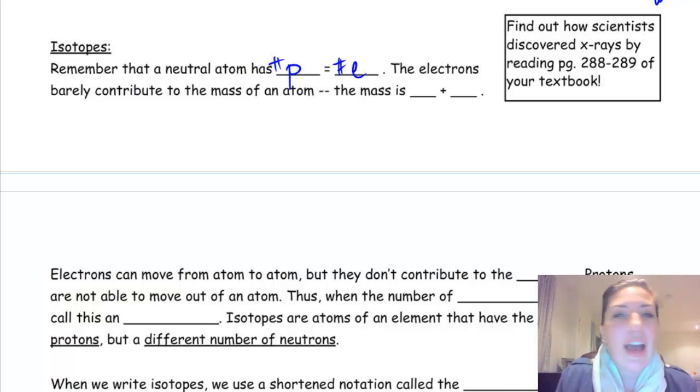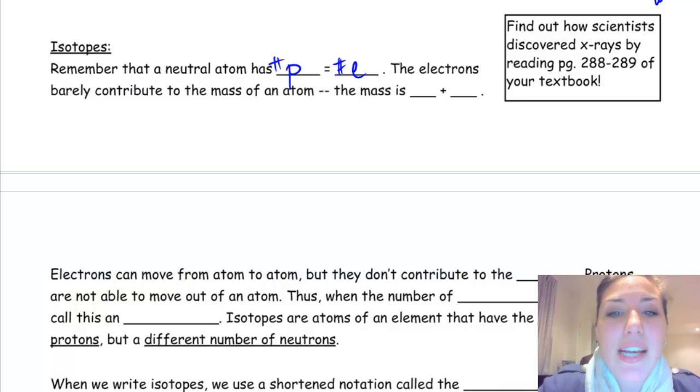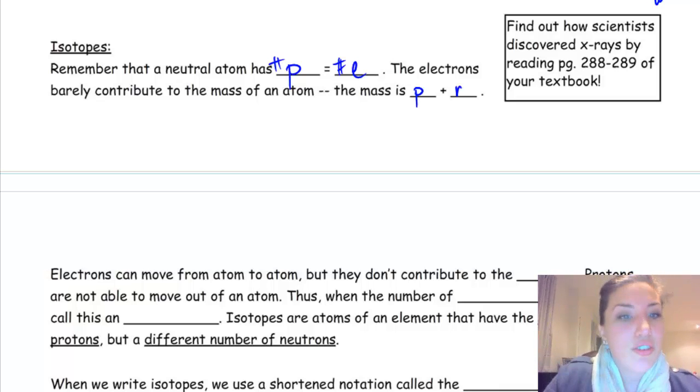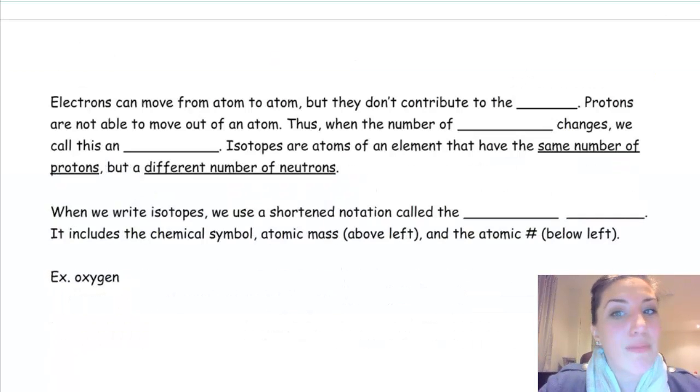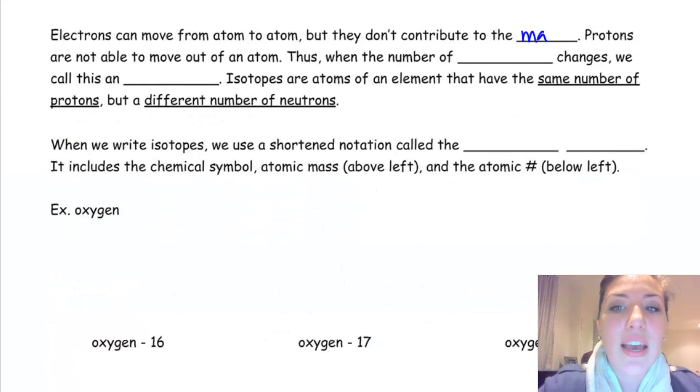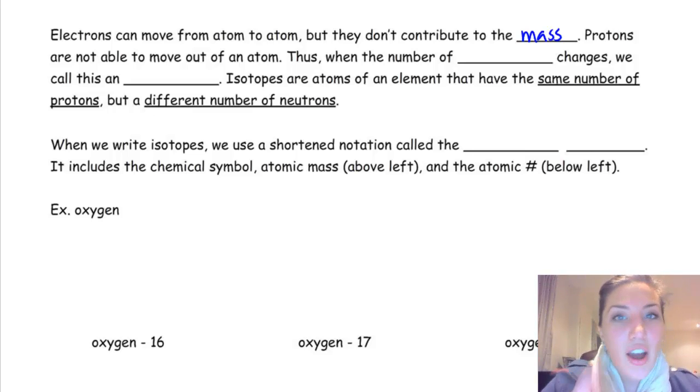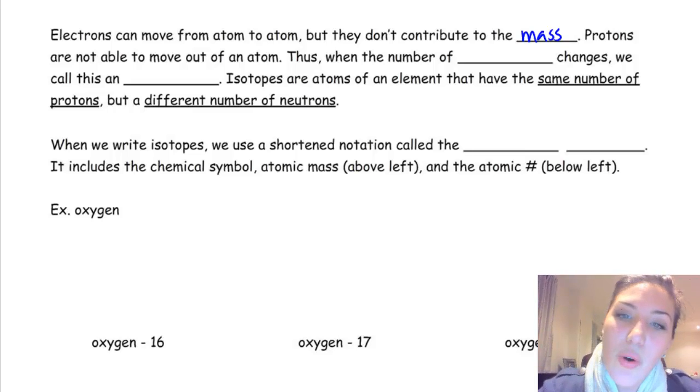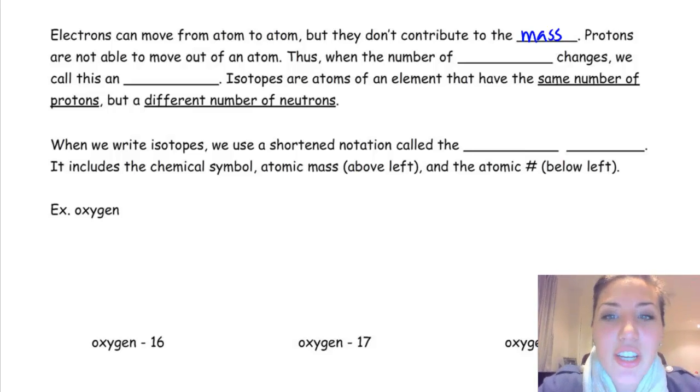The electrons have almost no mass. So the mass is the protons plus the neutrons. Now, we also know that electrons move from atom to atom, but they don't contribute to that mass. Protons are not able to move out of an atom, so only the electrons move. Please take note of that. So, thus, if we want to change the mass, we change the neutrons.